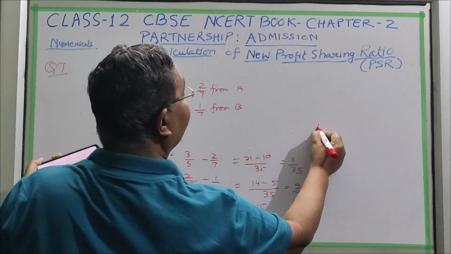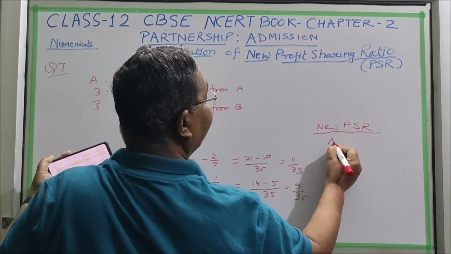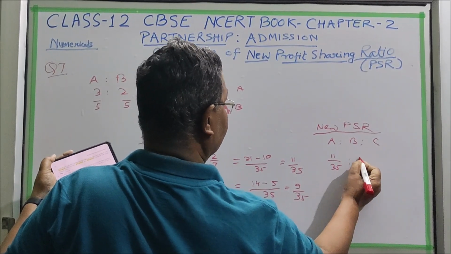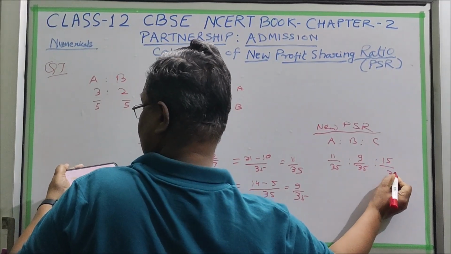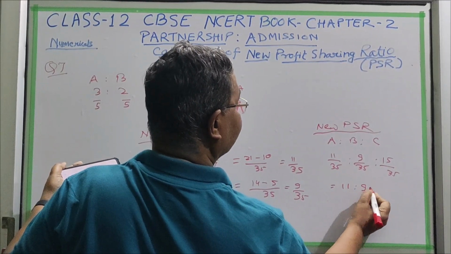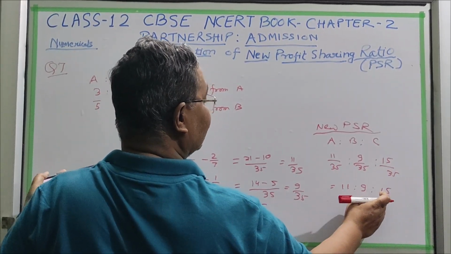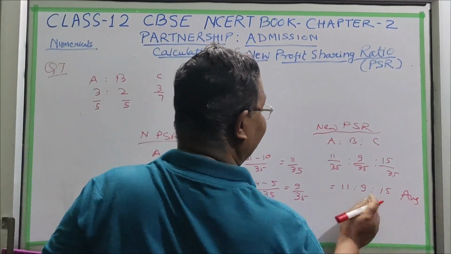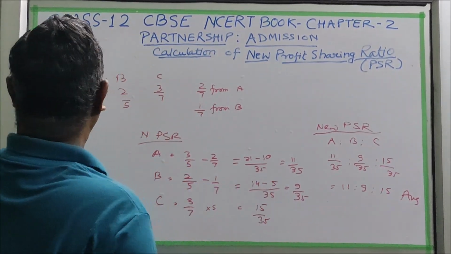So their new PSR, A is to B is to C is equal to 11 by 35 is to 9 by 35 is to 15 by 35. So we will leave this, 11 is to 9 is to 15. And once you should check also whether this comes to 35 or not. Because always you go on writing and sometimes something is missing. So always better after writing the ratio you check whether this is coming or not. Okay, this portion is over.